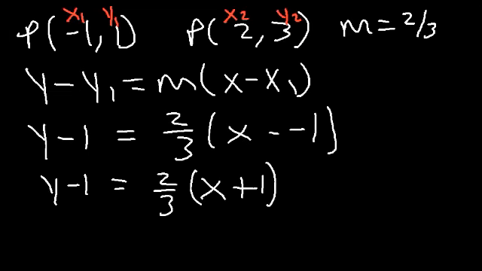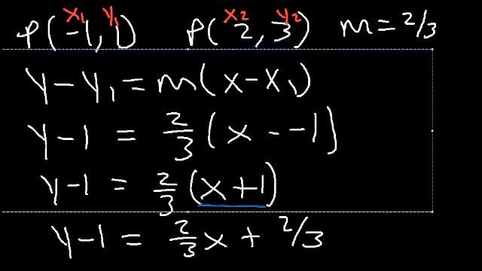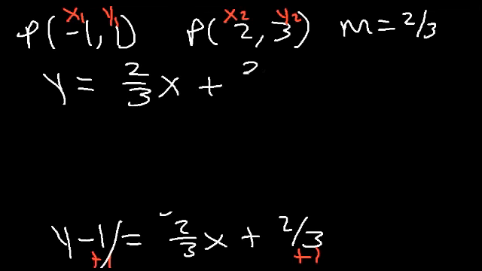Now let's distribute the 2 over 3. So it's going to be 2 over 3x plus 2 over 3 if we distribute it to x plus 1. So now let's add 1 to both sides. So y is equal to 2 over 3x plus 2 over 3 plus 1, which I'm going to write as 1 over 1, since we need to get common denominators. So I'm going to multiply top and bottom by 3 over 3.